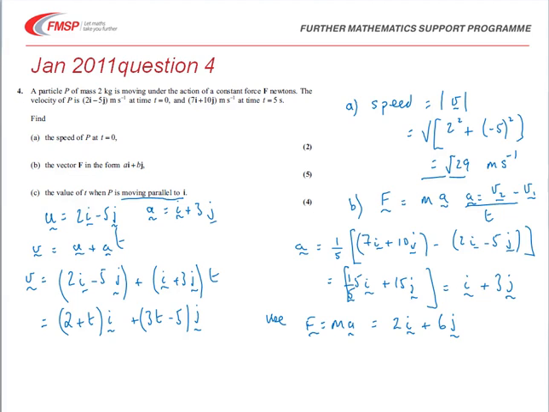So moving parallel to the i vector means that the j component is going to be 0. So parallel to i implies that 3t minus 5 is equal to 0. So that's a very simple equation then, and says that at that particular time t is equal to 5 over 3 seconds.